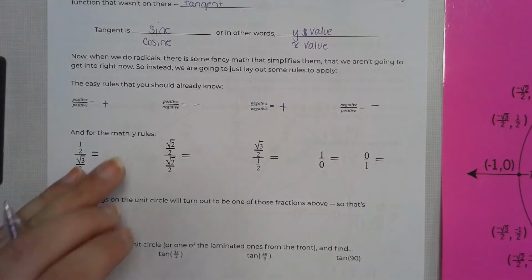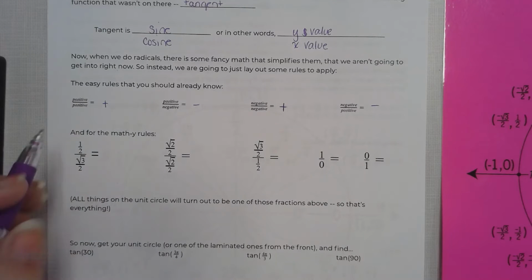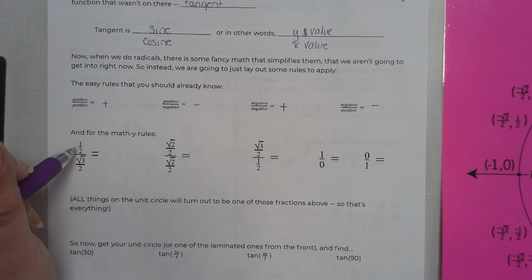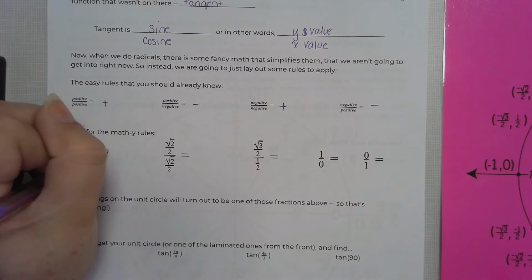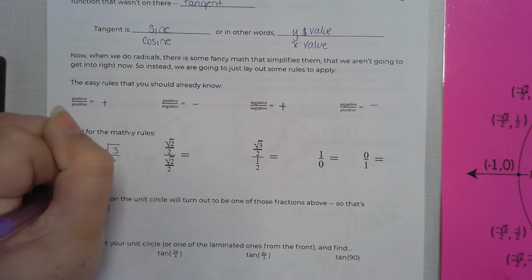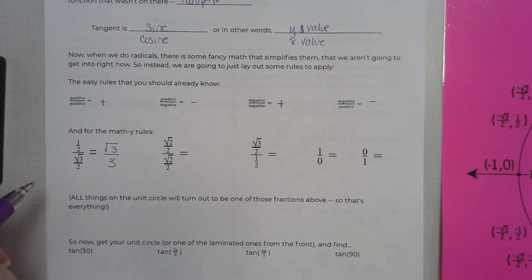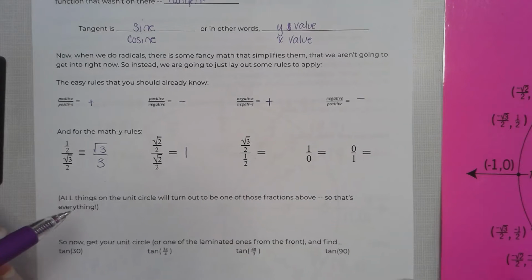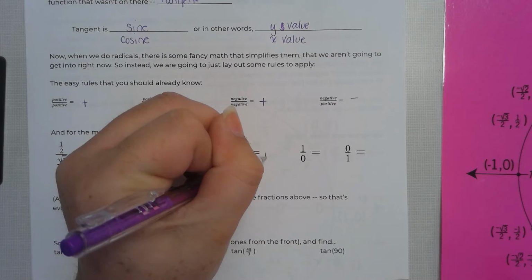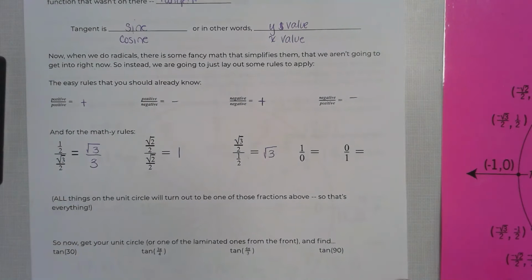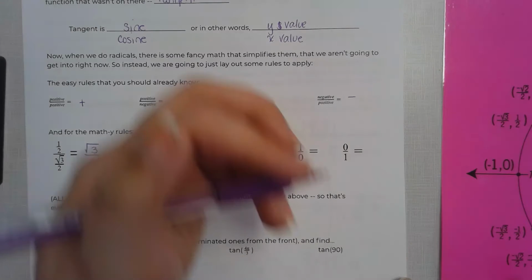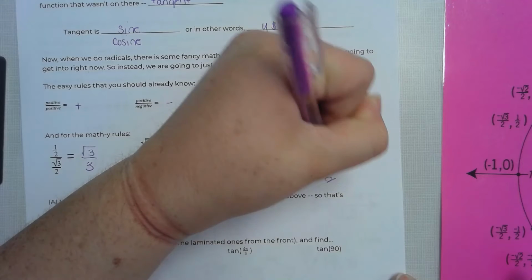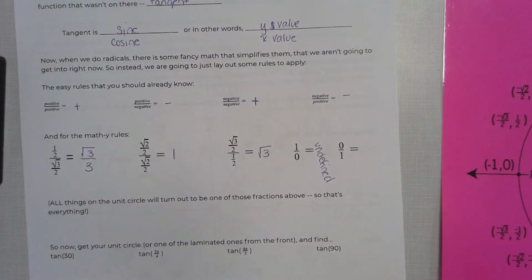All right, for these ones down here, there are justifications for why these work, but for us, we're just going to say that they do. If you get 1/2 over root 3 over 2, that's root 3 over 3. Root 2 over 2 over root 2 over 2, anything over itself is 1. Root 3 over 2 over 1/2 is just root 3. 1 divided by 0, you're not allowed to divide by 0, so this guy is undefined. And I know there's not a lot of room. And then 0 divided by 1 is 0.